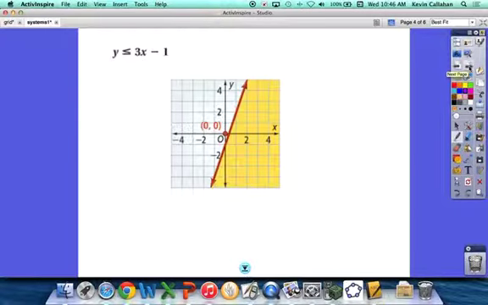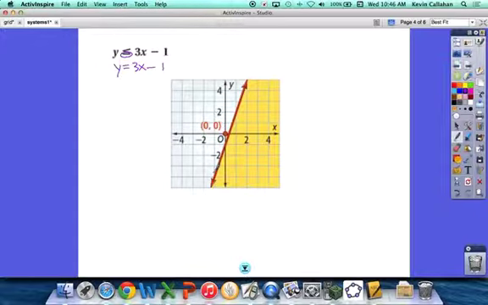Here's the example of a less than or equal to. This is y less than or equal to 3x minus 1. So it's the same boundary, right? y equals 3x minus 1. But in this case, because it's or equal to, you use a solid line.